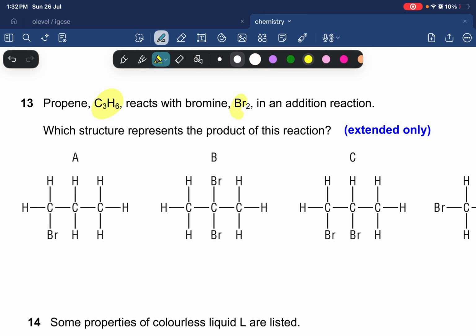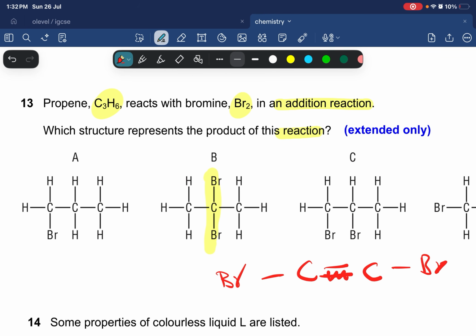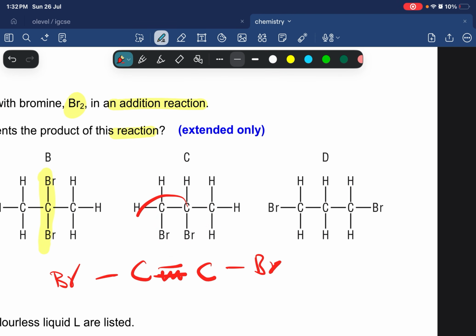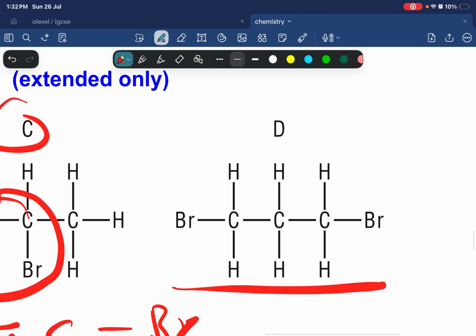Propene C3H6 reacts with bromine in an addition reaction. Which structure represents the product of this reaction? Okay, again, what do you have to do? Both bromines can't attach on a single carbon because they have to attach across the carbon-carbon double bond. When the double bond breaks, one bromine goes on one carbon, the other bromine on the other carbon. So both on one carbon, no; on two different carbons. This one is correct. Two carbons that are next to each other. Now you might think over here as well it's between two different carbons, but how is it possible that there's a double bond between the first and the last carbon? It's impossible, right? Because the bromines are going to attach where the double bond breaks. It can be between first and second, or second and third, right? It can't be between first and third because they're not connected to each other.